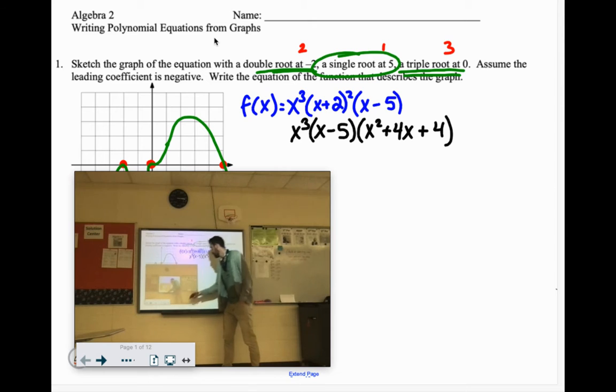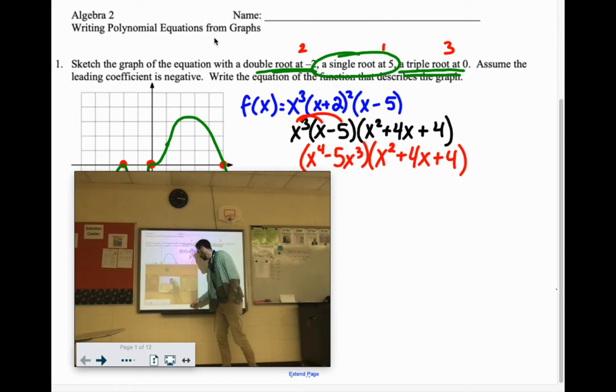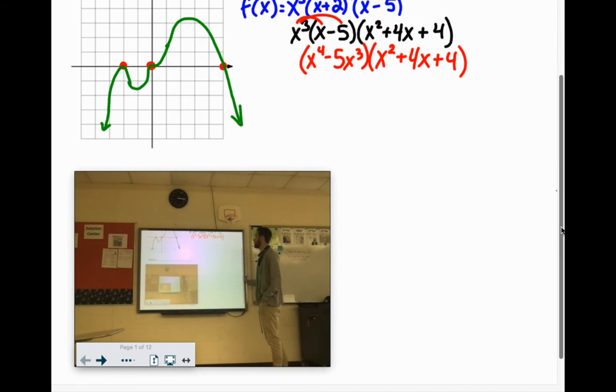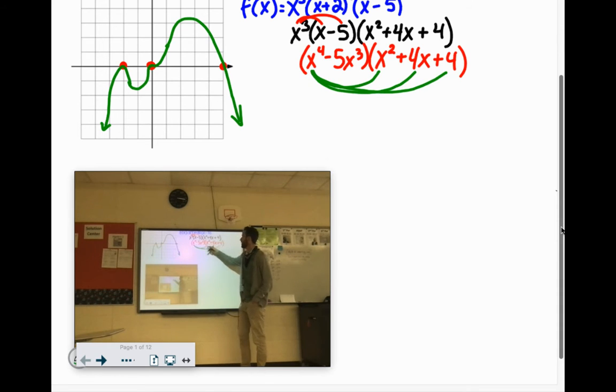Okay, we can go ahead and distribute this x to the third into these. So that would be x to the fourth minus 5x to the third. And then our last step is to just make sure we multiply all this stuff, which that's going to be a true delight. So first, if I get them with the x to the fourth, we're putting 4 more x's on everything. So instead of x squared, it'd be x to the sixth plus 4x to the fifth plus 4x to the fourth.